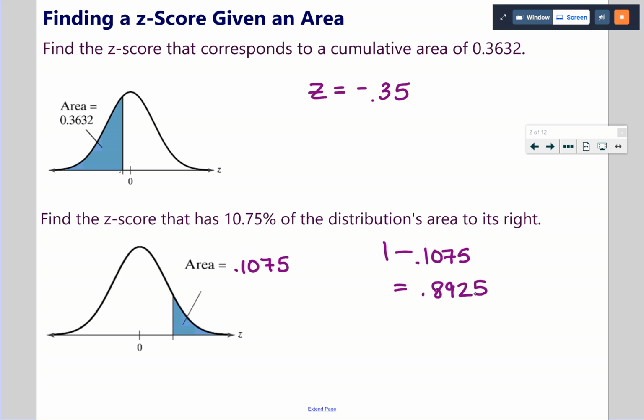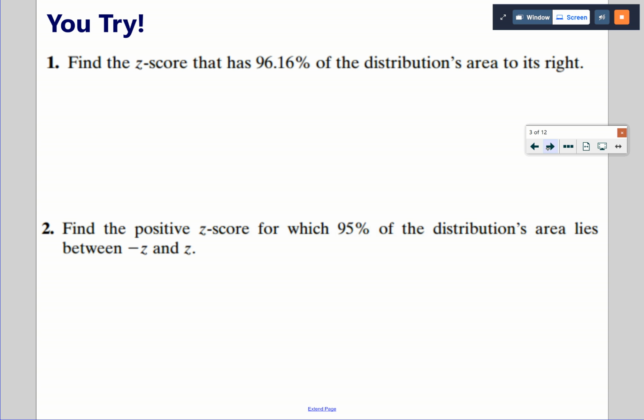0.8925. All right, so let's see here. Positive z-value greater than, let's see, 0.8925. 1.24. Sound good? Any questions? Everybody seeing this okay? Great. All right. I want you to try these two. These are the first two on your paper.